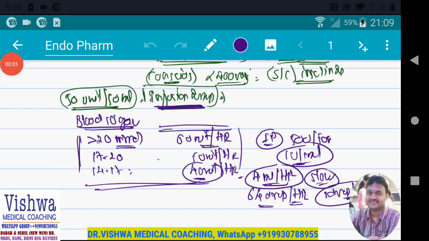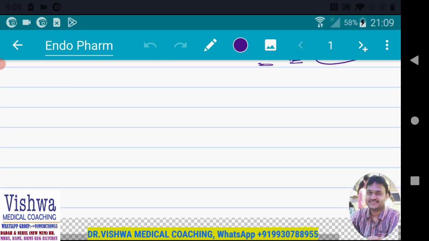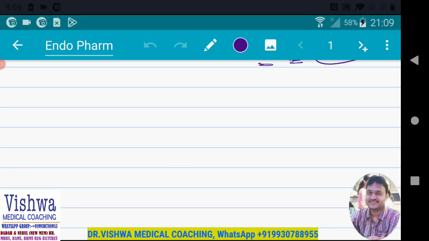Discussion about the sliding scale also, how exactly we increase or reduce the insulin infusion. We dilute 50 units of insulin in 50 ml of normal saline and we infuse it at a rate per hour as per the glucose level.